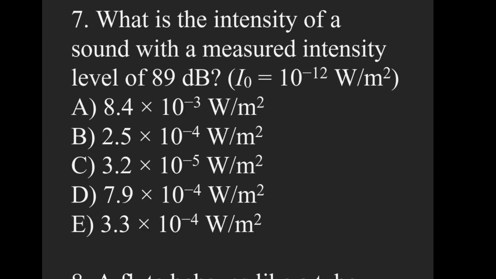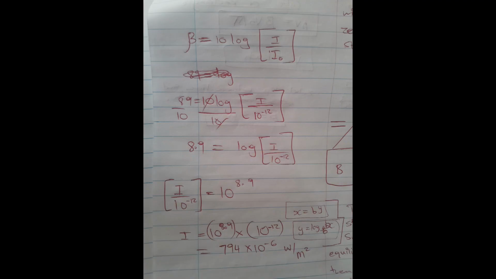What is the intensity of sound with the measured intensity level of 89 decibels? I0 is equal to 10 to the power of negative 12 W per meter squared. The intensity level in decibels, B, is equal to 10 log I over I0. So we just substitute 89, and your I0 is always equal to 10 to the power of negative 12. You solve for I.